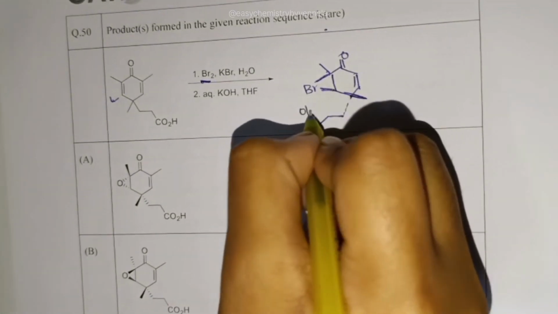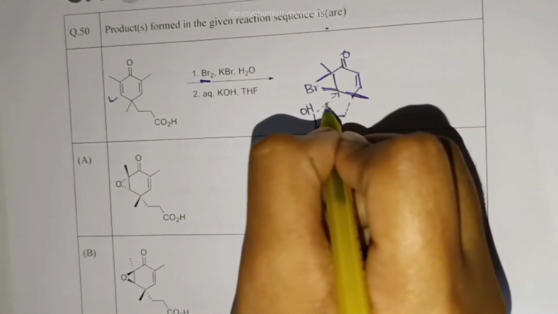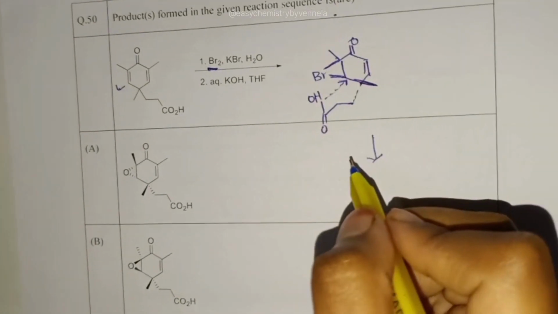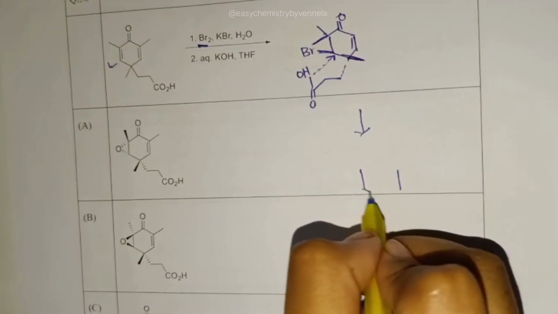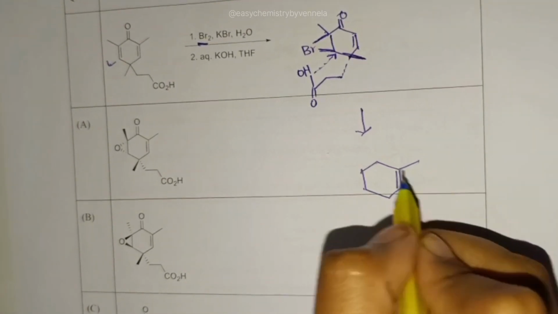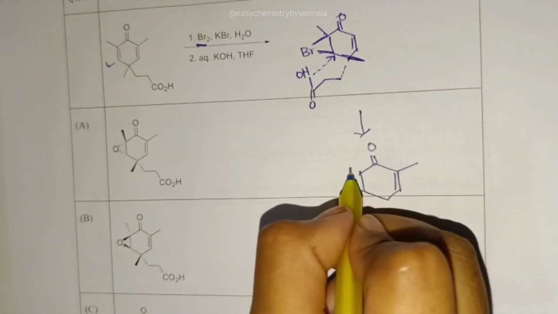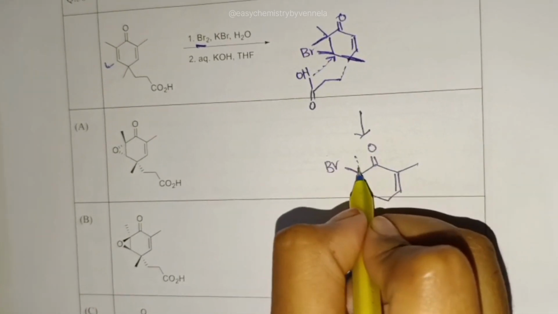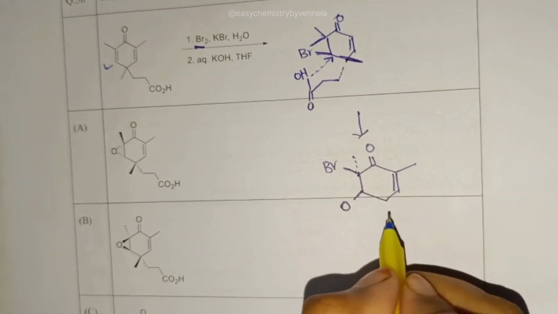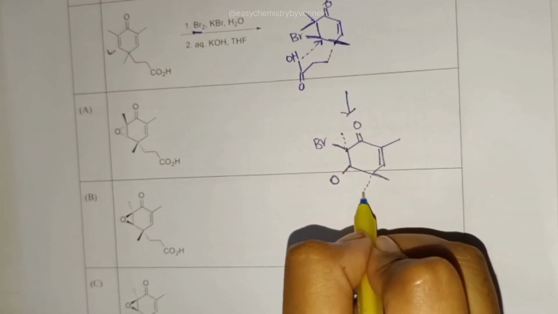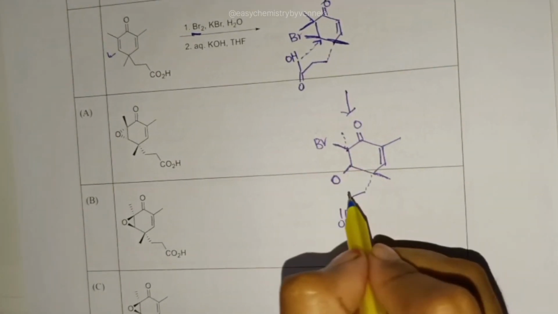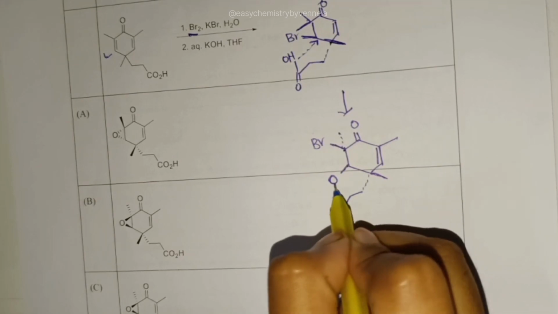Double bond O and here OH. It can form a bond like this. After that, here a bond is there, here double bond O and here bromine. After here oxygen, it can form a bond like this.